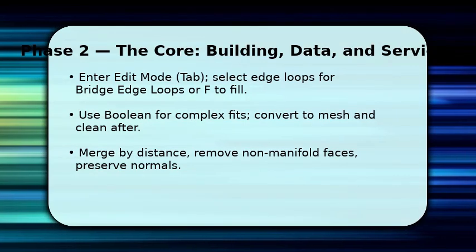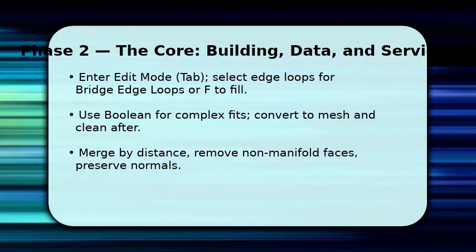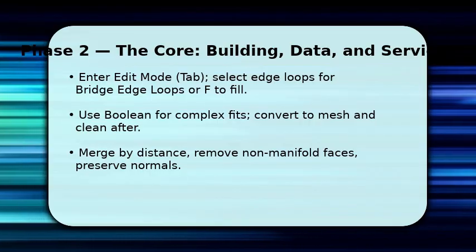You now execute the middle steps. Enter Edit mode and select Matching Edge Loops. Use Bridge Edge Loops for direct connections. Adjust segments and smoothness to control flow. For complex intersections, add a Boolean modifier, apply it, then convert and inspect geometry.